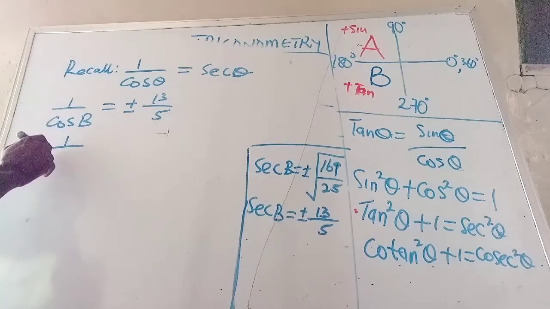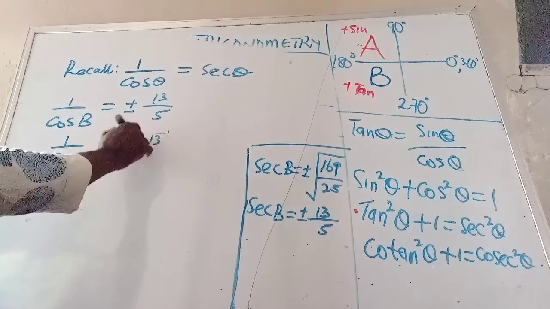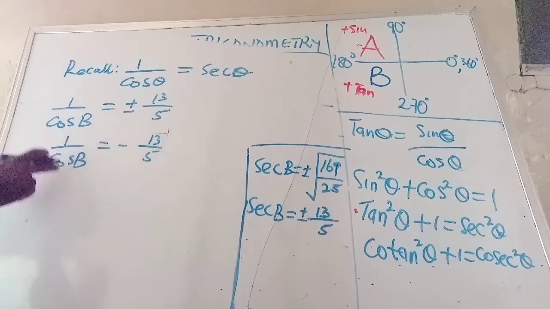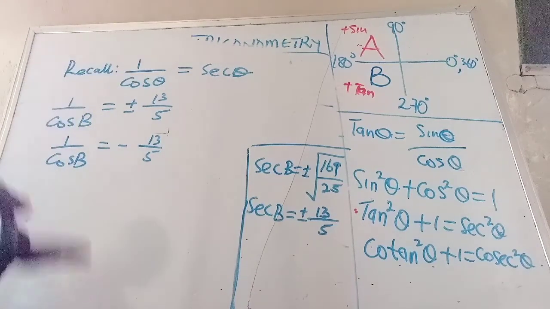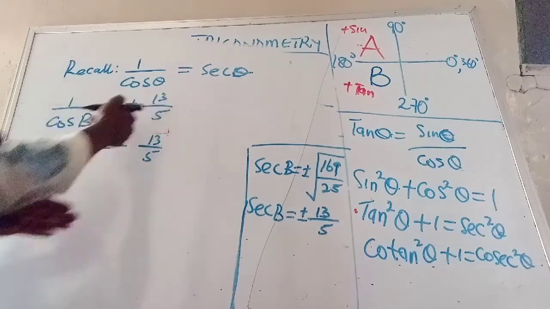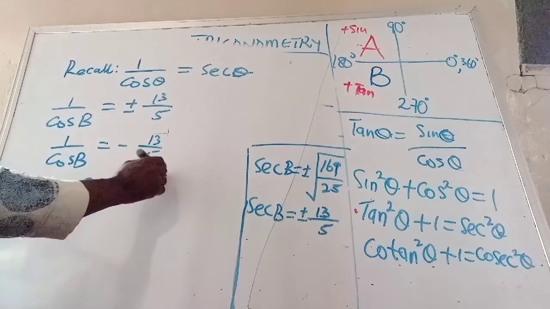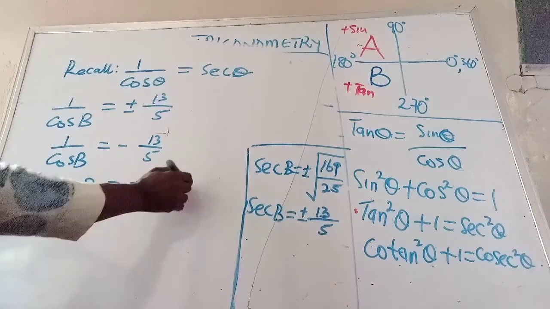So 1 over cosine of B will be negative 13 over 5. But 1 over cosine of B is not the same thing as cosine of B. So I need to turn this upside down and do same here. Therefore, cosine of B will be negative 5 over what? 13.